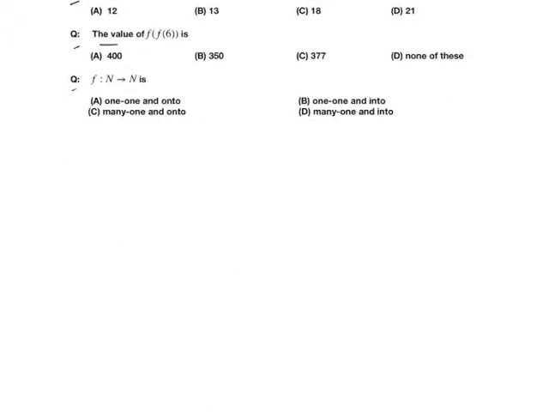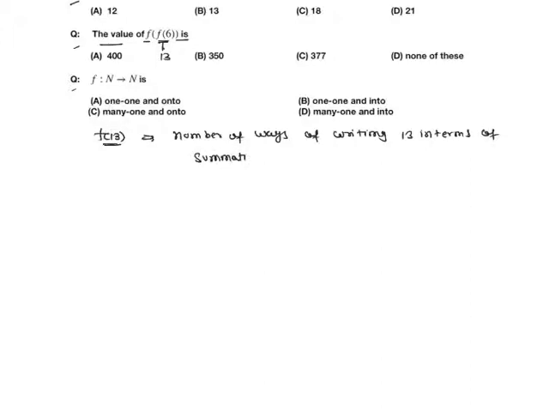Next problem is the value of f(f(6)). So f(6) is 13. So we have to find out f(13). f(13) is the number of ways of writing 13 in terms of summation of ones and twos form.